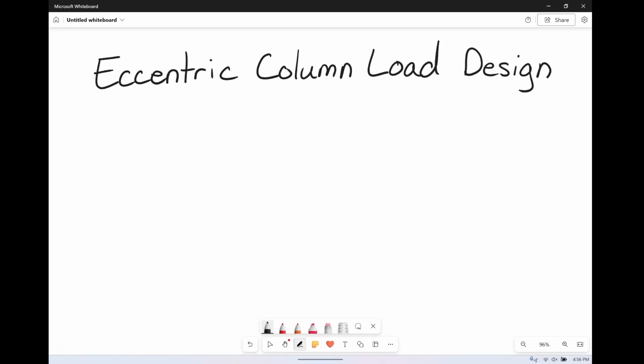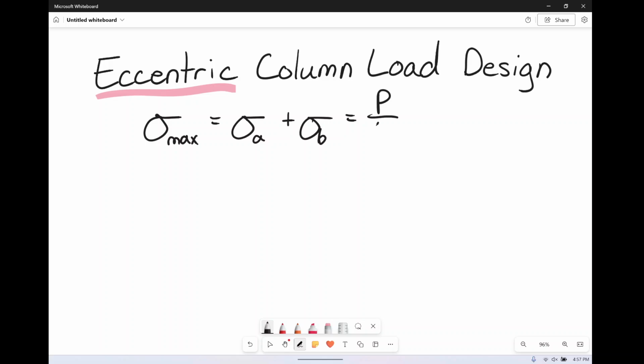This video is going to cover the eccentric column load design. So this time we're talking eccentrically loaded columns. That means that the load is not at the center of the member, meaning that for our maximum stress, we technically have axial and we have bending stress. Axial again is P over A and bending is M times C over I. So now we actually have a combination of things, which definitely means it's going to buckle a little bit faster.